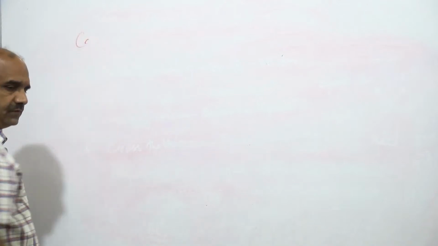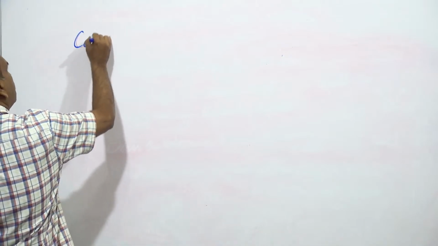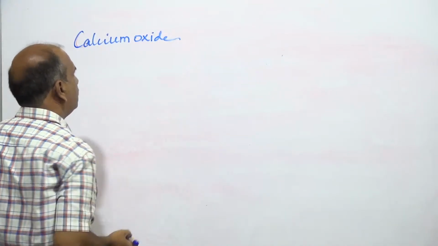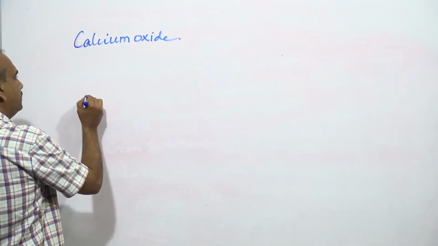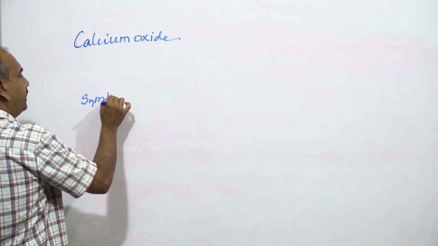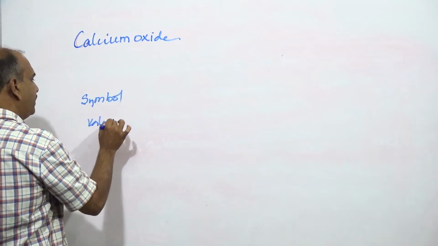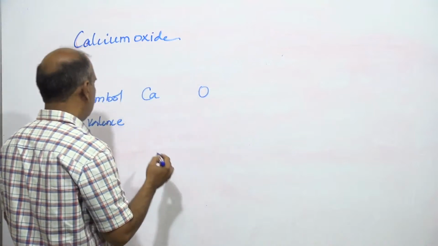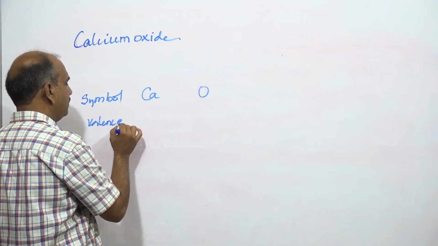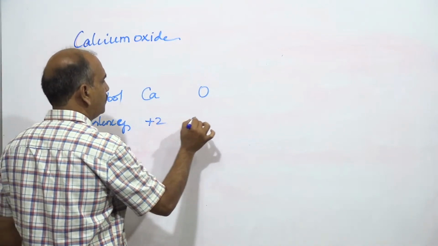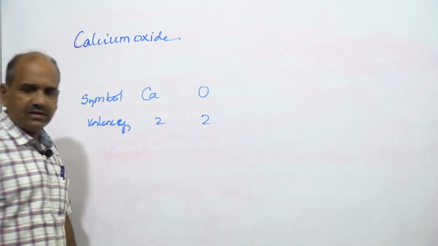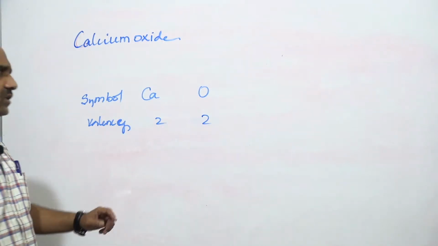Calcium oxide. So the symbol, valency, then the formula. Symbol calcium and oxygen, valency +2, and this also is 2. Valencies are 2 and 2. +2 and -2 you can be writing.